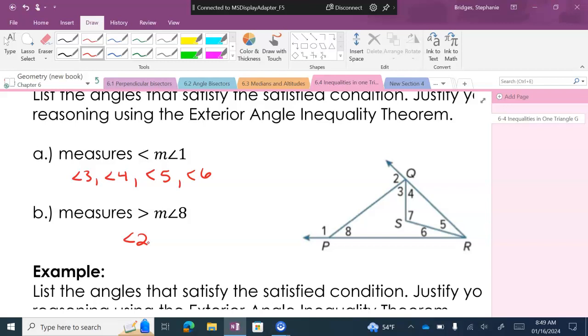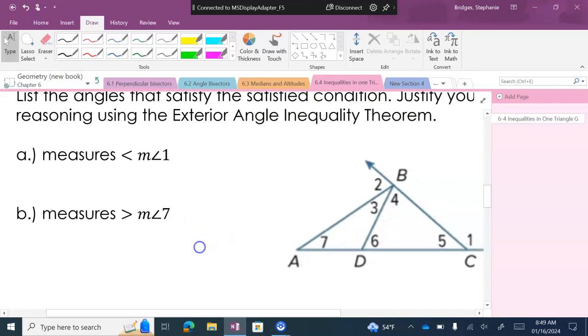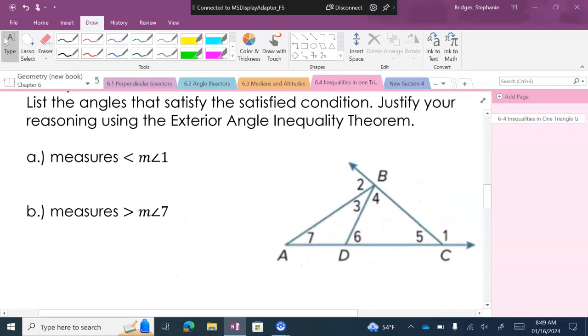All right, I want you to try the same thing for the next two. Look at the new picture. Tell me what angles have to be less than angle 1. Okay, looking at your picture, name the numbered angles that we know have to be less than angle 1. Angle 1 is here. It is on the outside of my triangle.